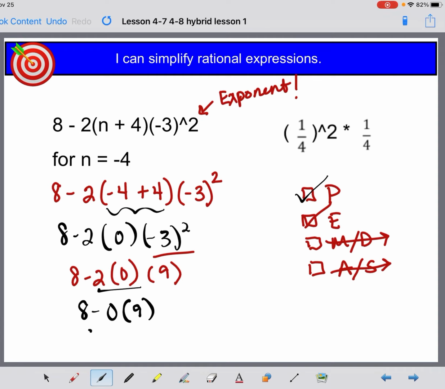Then I need to finish multiplying. 8 minus 0 times 9, which is 0. Now I'm done multiplying. 8, now I add or subtract. 8 minus 0 is 8.